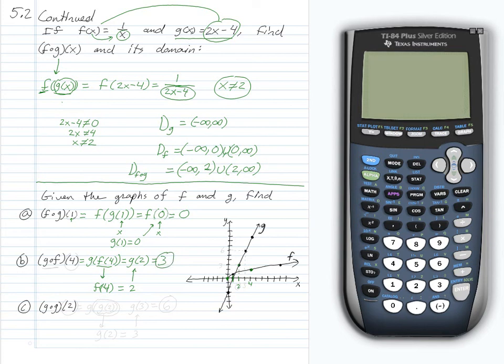So without even knowing what this function is, simply by knowing what it's supposed to do, we're able to use that theory to evaluate that function at the value of 4.